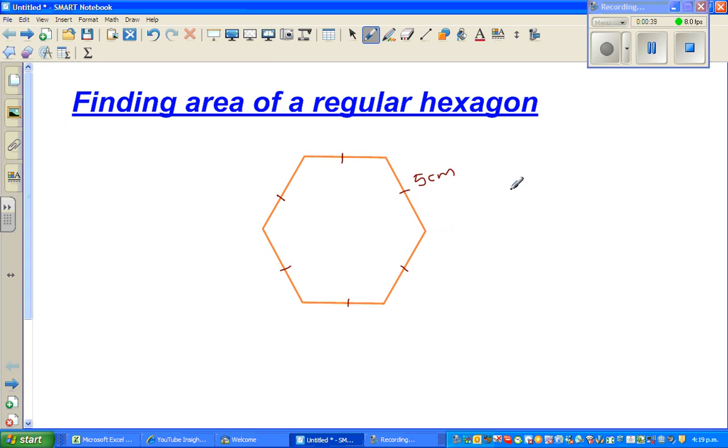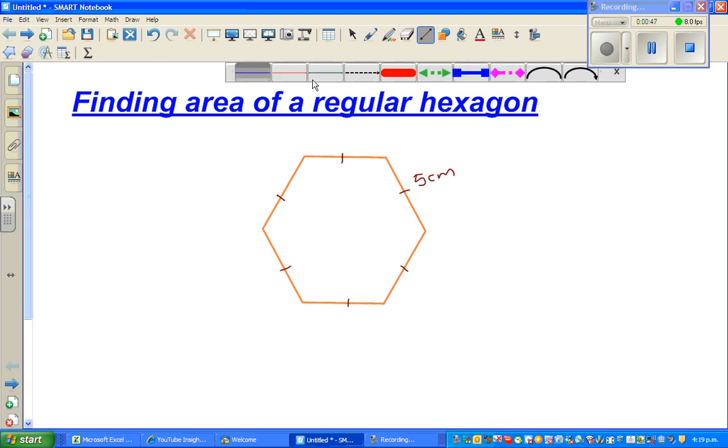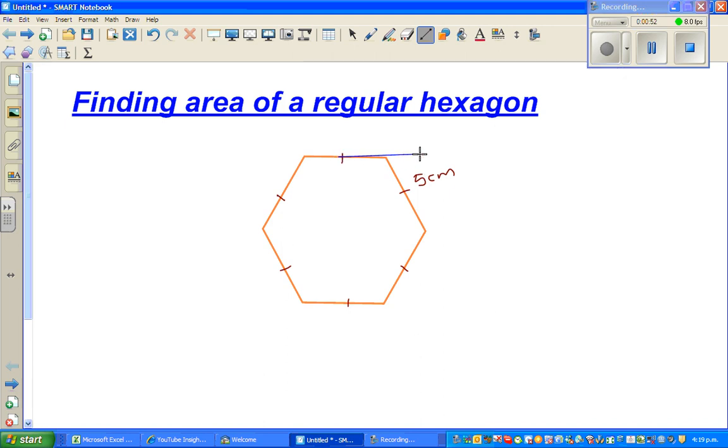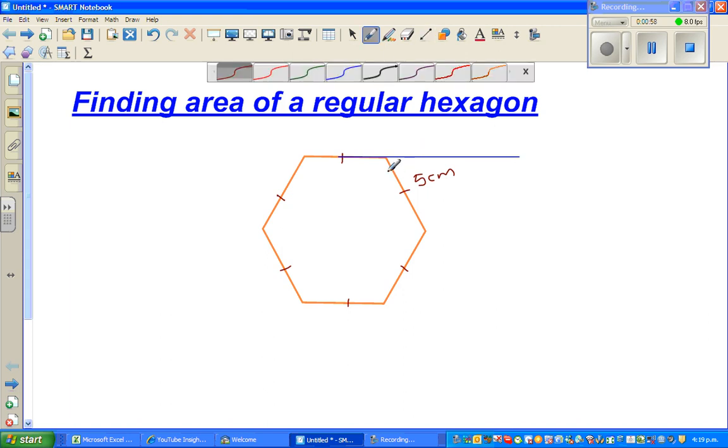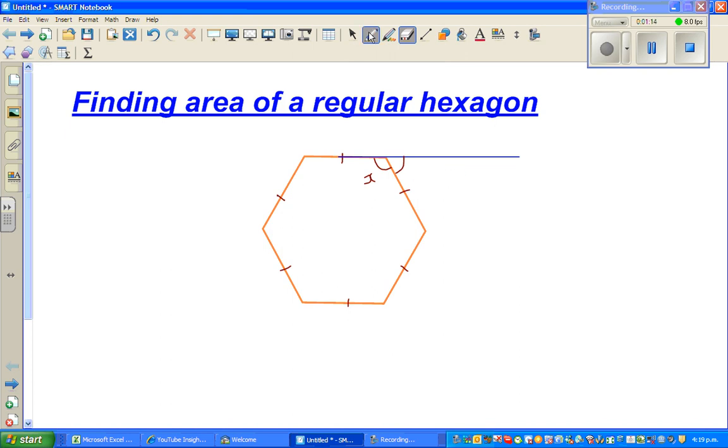Before finding the area, let's see what the measure of each interior angle is. To explain that, let me draw a line. So this is an exterior angle. Let us say this is x. If this is x, this would be 180 minus x. Let me write 5 somewhere else. So this is 5 centimeters.